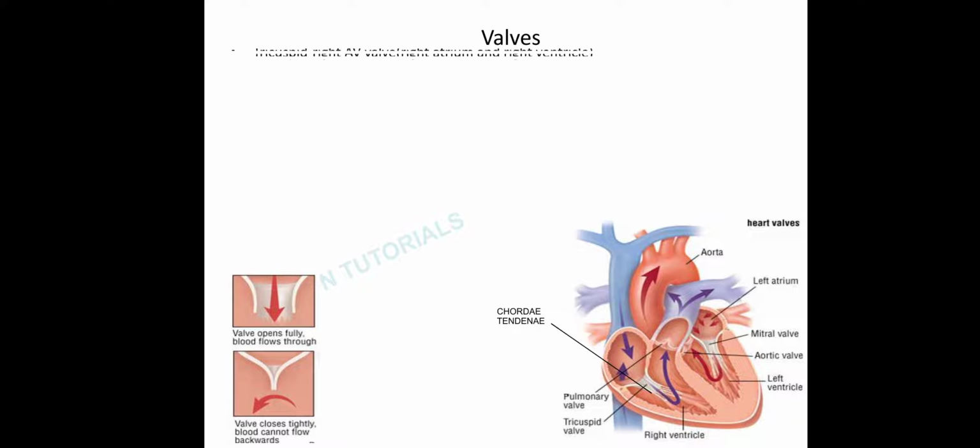The first valve is a tricuspid valve. Tricuspid valve is present between the right atrium and the right ventricle. It separates your right atrium from the right ventricle, also called a right atrioventricular valve.